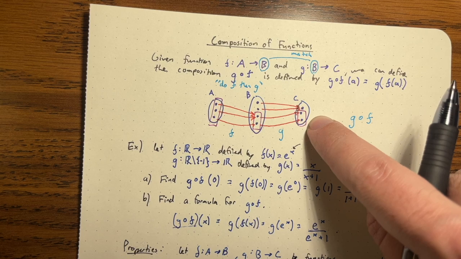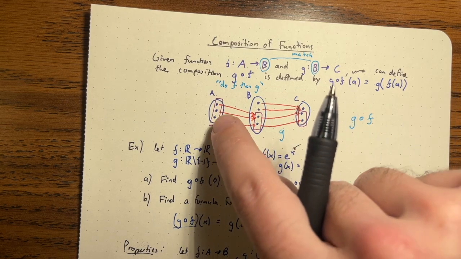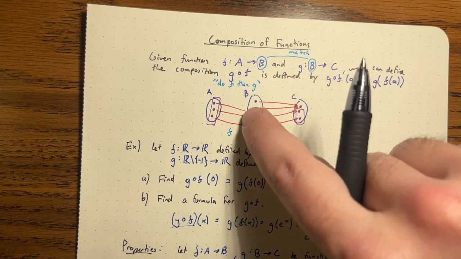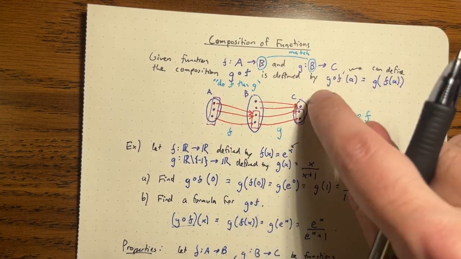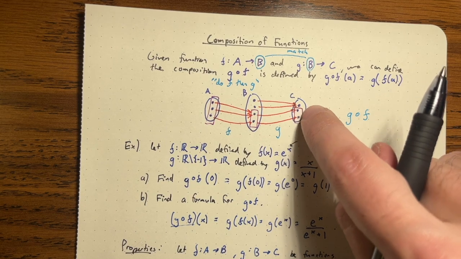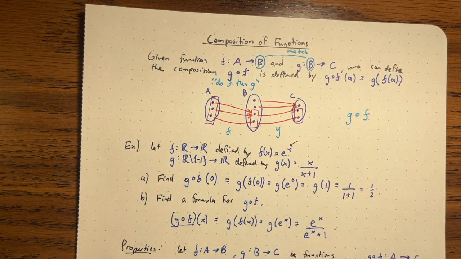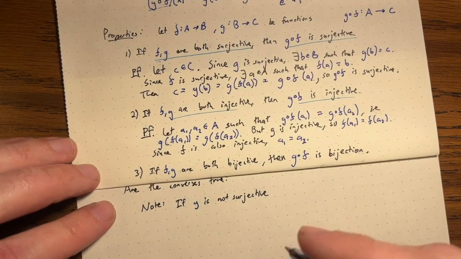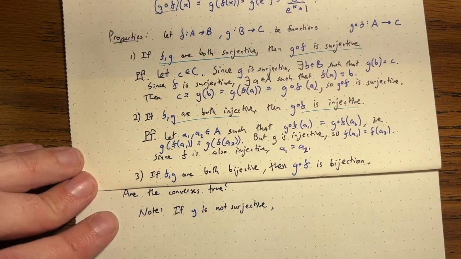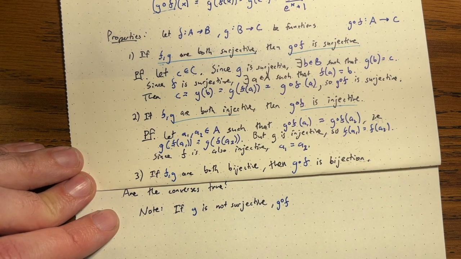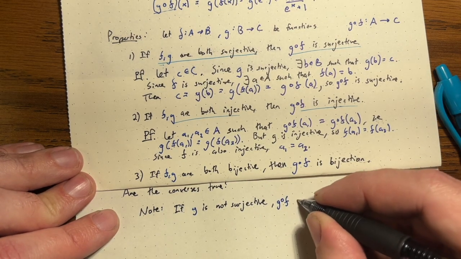And the reason is the outputs of f are going to be a subset of the inputs of g, and if all of those inputs of g don't lead to every element of the codomain, then yeah, certainly the composition is not going to. And so if g is not surjective, then f composed with g, f then g, cannot be surjective.